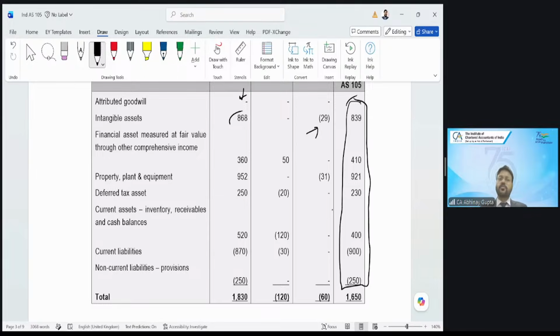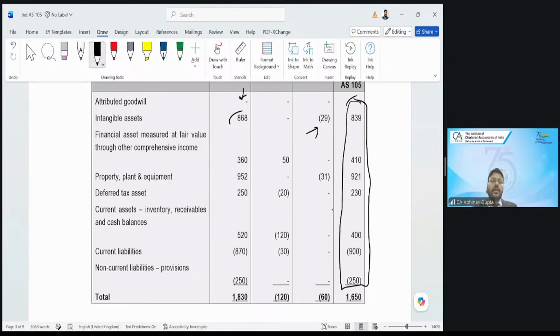So that was it. So what are the key learnings from this question? If you would like to note down, I'm just enumerating them. Number one, the measurement basis under the standard is fair value less cost to sell, and it's not the fair value. So we need to be crystal clear that it has to be fair value less cost to sell. Sometimes we forget whether it was cost to sell or not, and we simply assume that it is the fair value. No, it is the fair value less cost to sell.